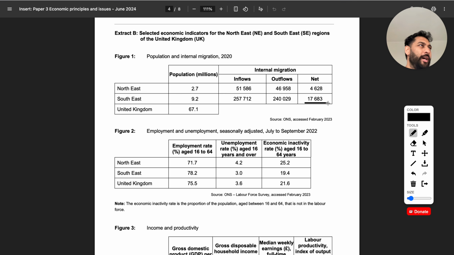What can we infer from that? Is that a good thing or a bad thing? Well, we don't actually know, right? Because a higher population could be a good thing or a bad thing. So if something like this comes up, I'm skipping it and coming back to it, okay?